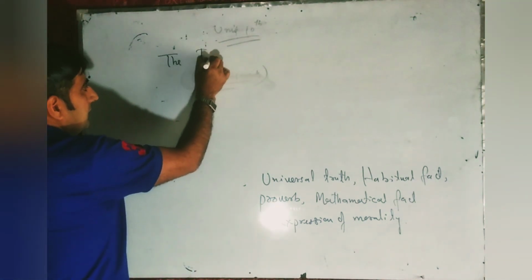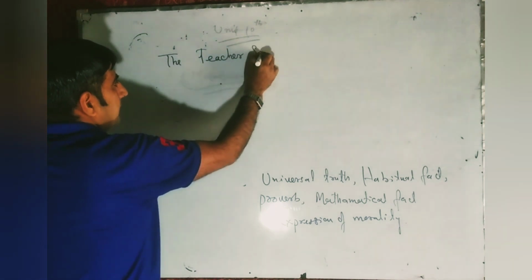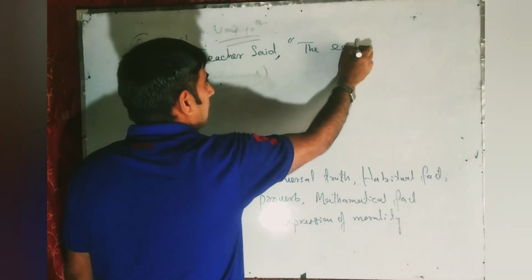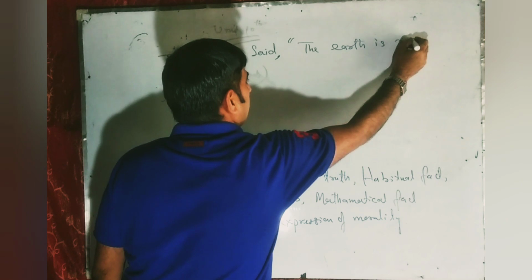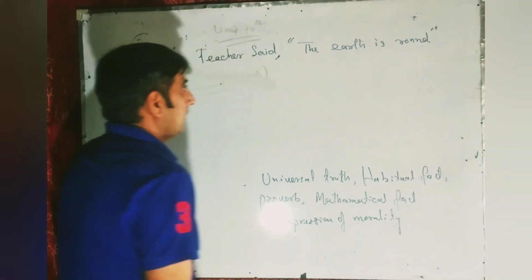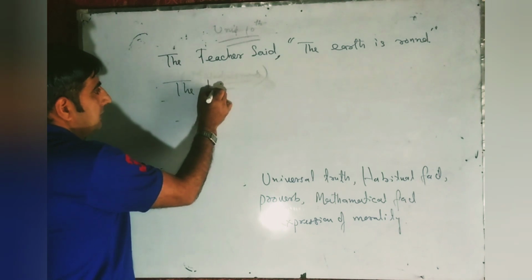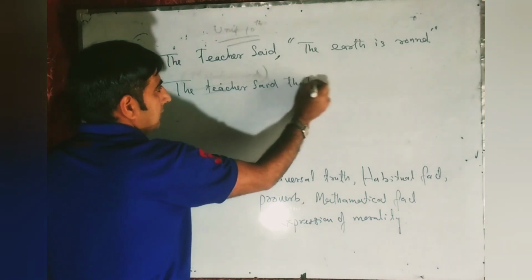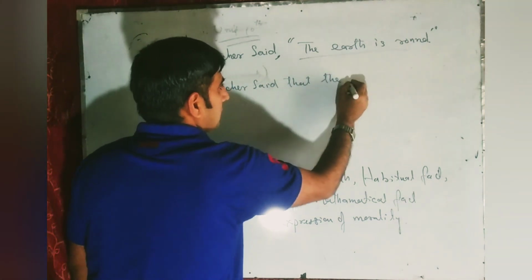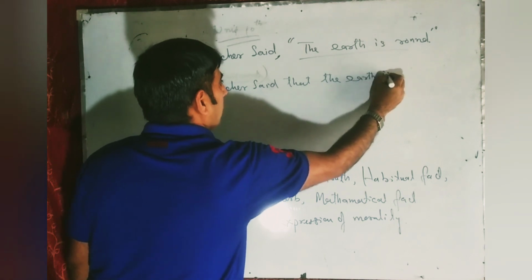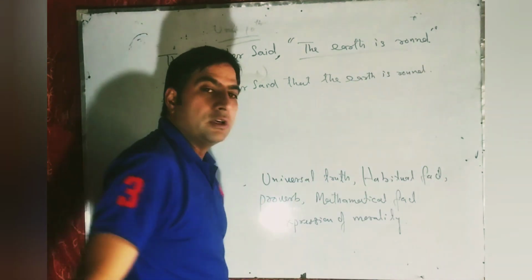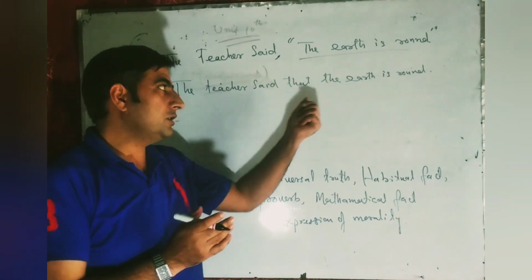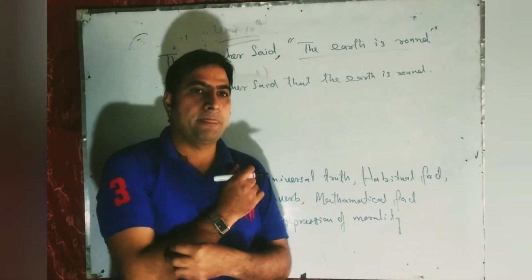The teacher said, the earth is round. So the teacher said that the earth is round. So this will remain unchanged. The earth is round. Why? Because this is universal truth. Remember, in universal truth, we are not changing the reported speech.